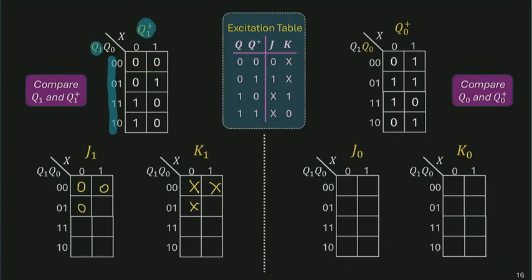And then for here, Q1 is a 0. Q1 plus is a 1. 0 to 1 can be done by 1x. Coming to the bottom half, Q1 is 1. And 1 to 1 can be done by x0. 1 to 0 can be done by x1.